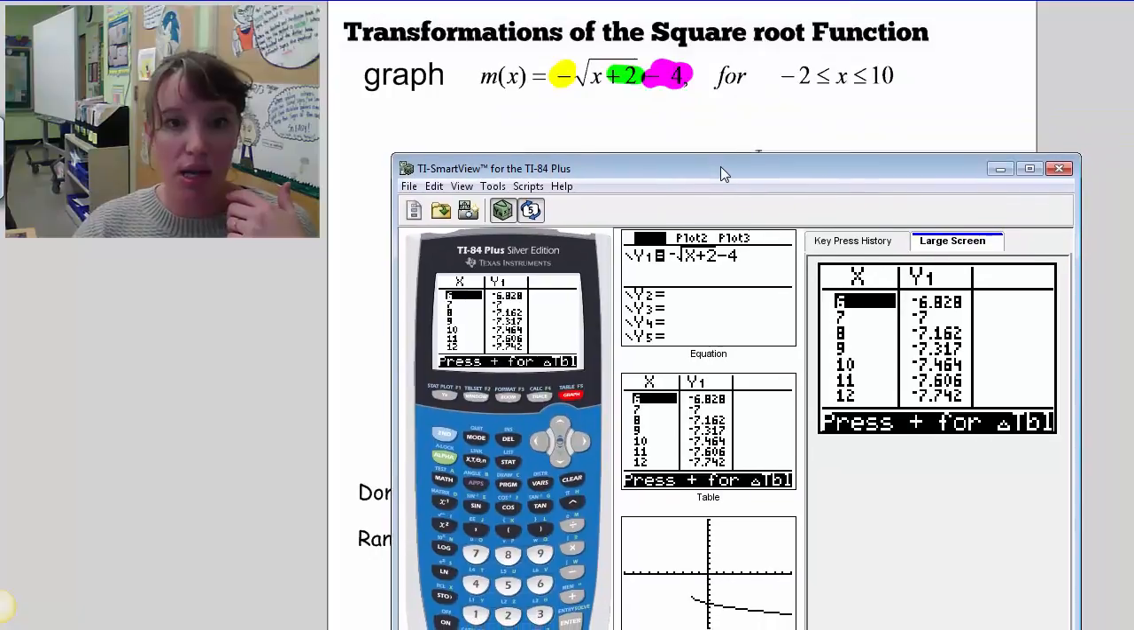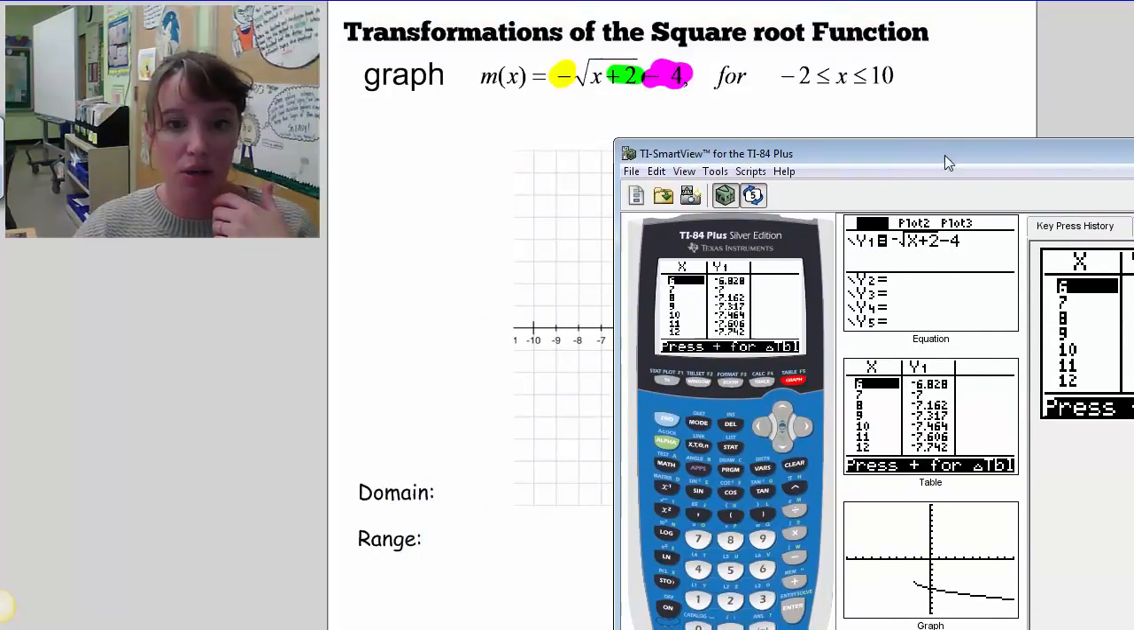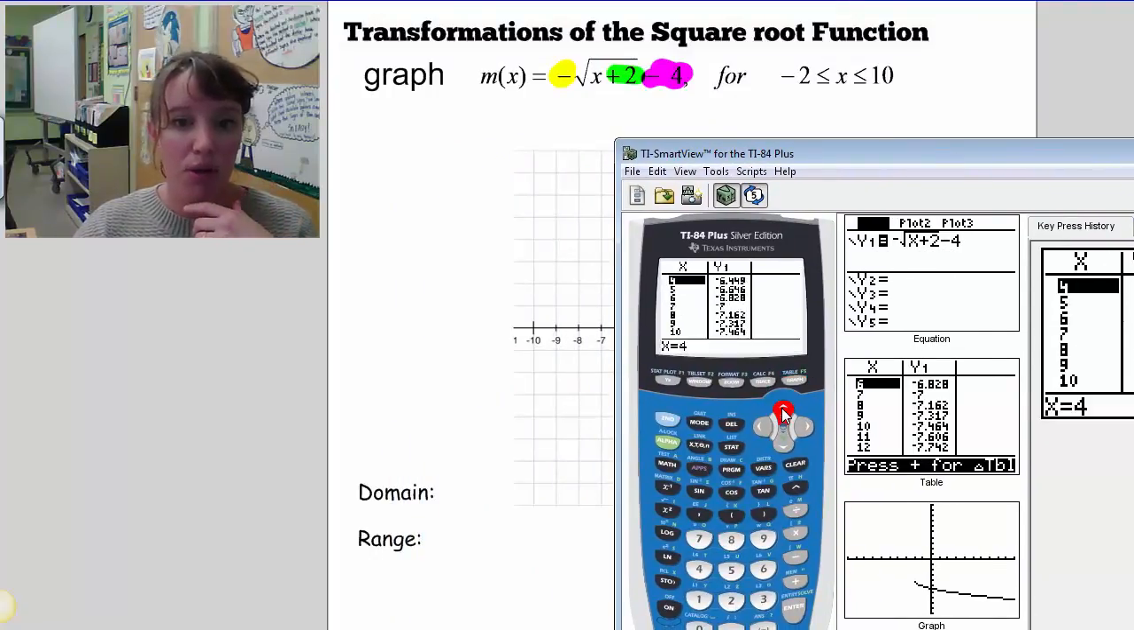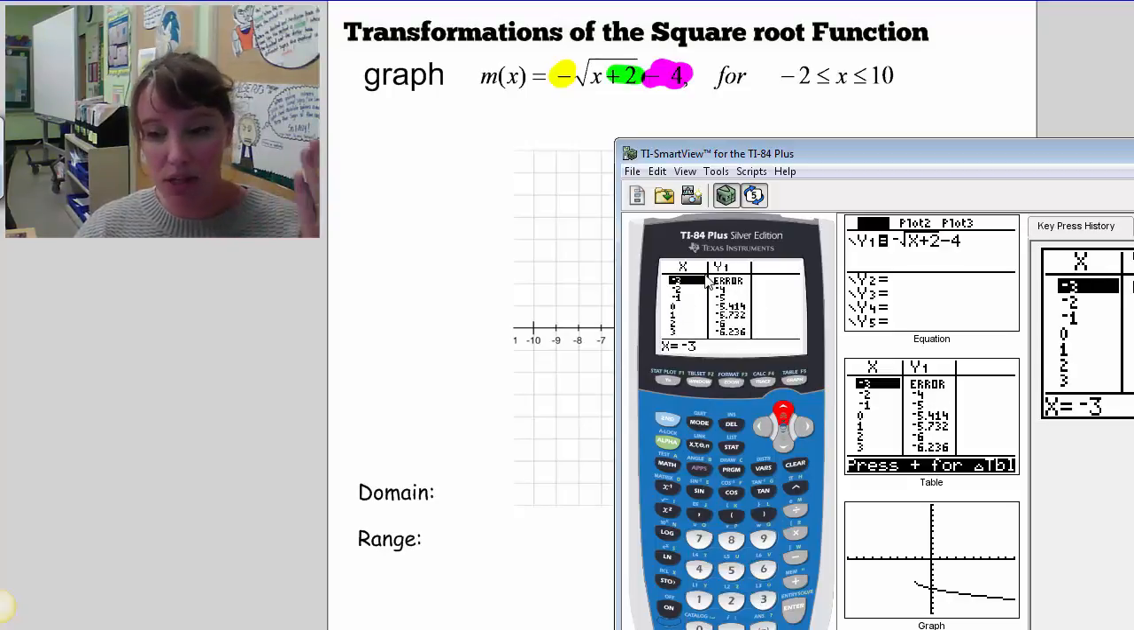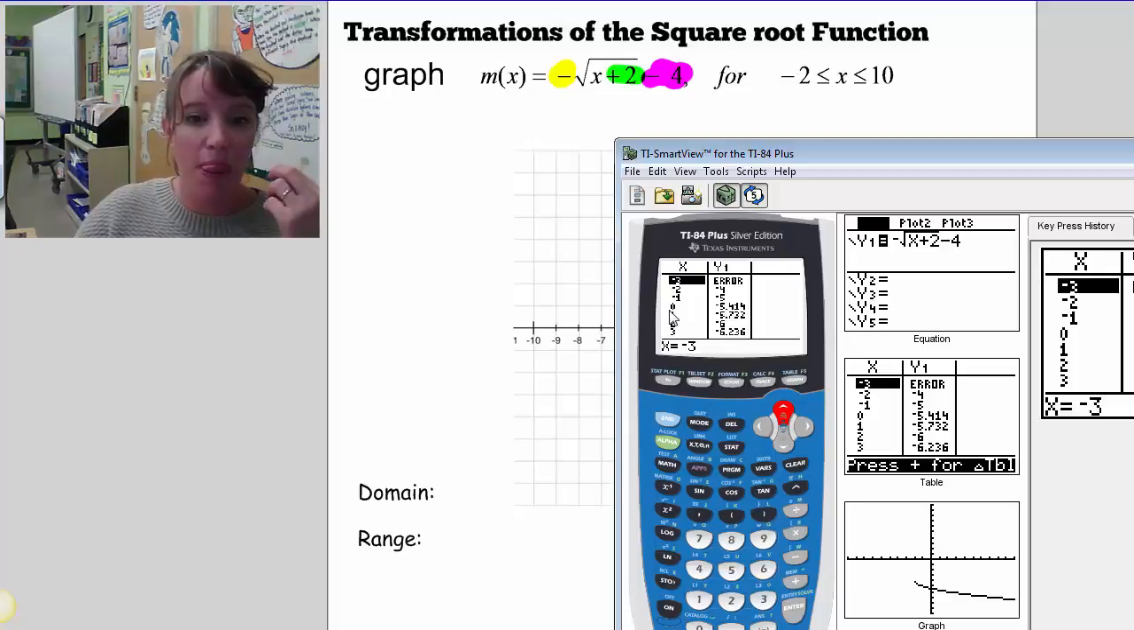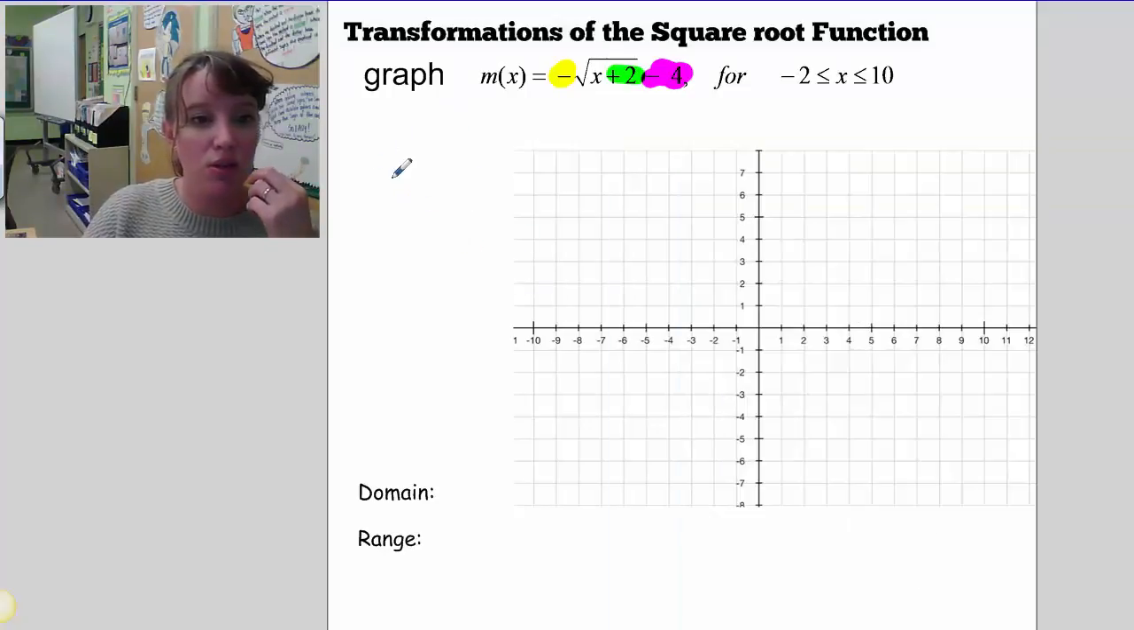So some values that we might want to check out here are, let's go to -2. Here, -2 gets -4, and that's where it begins, okay? Everything less than -2 is an error. -2 gets -4, and then -1 gets -5. So just go ahead and translate those.